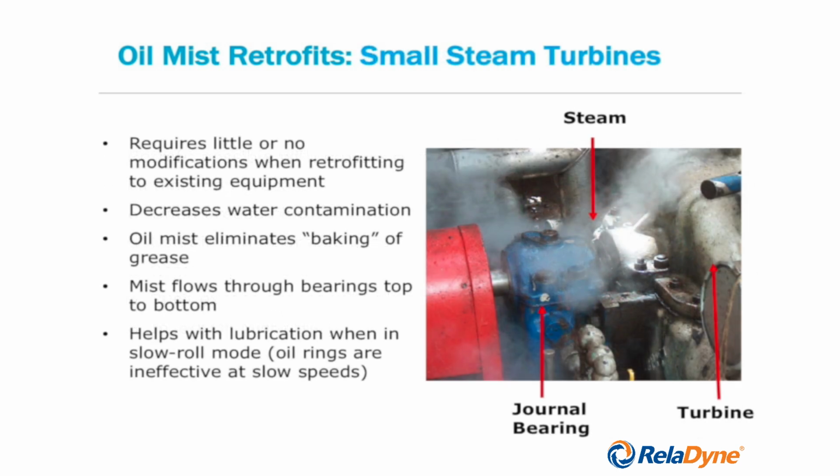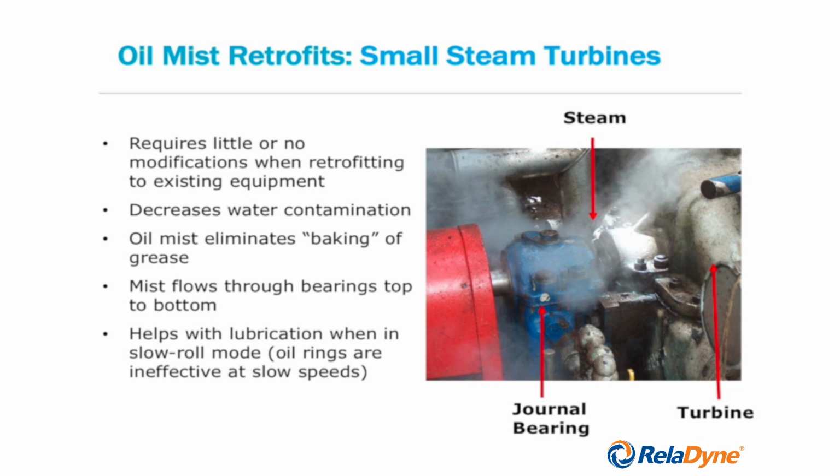One of the earlier slides had highlighted the benefit of oil mist on small steam turbines. And the image here on the slide clearly shows that we have steam leakage, and the leakage from the steam turbine itself is, of course, entering into the bearing housing. The bearing housing that we see here is probably a sleeve bearing.